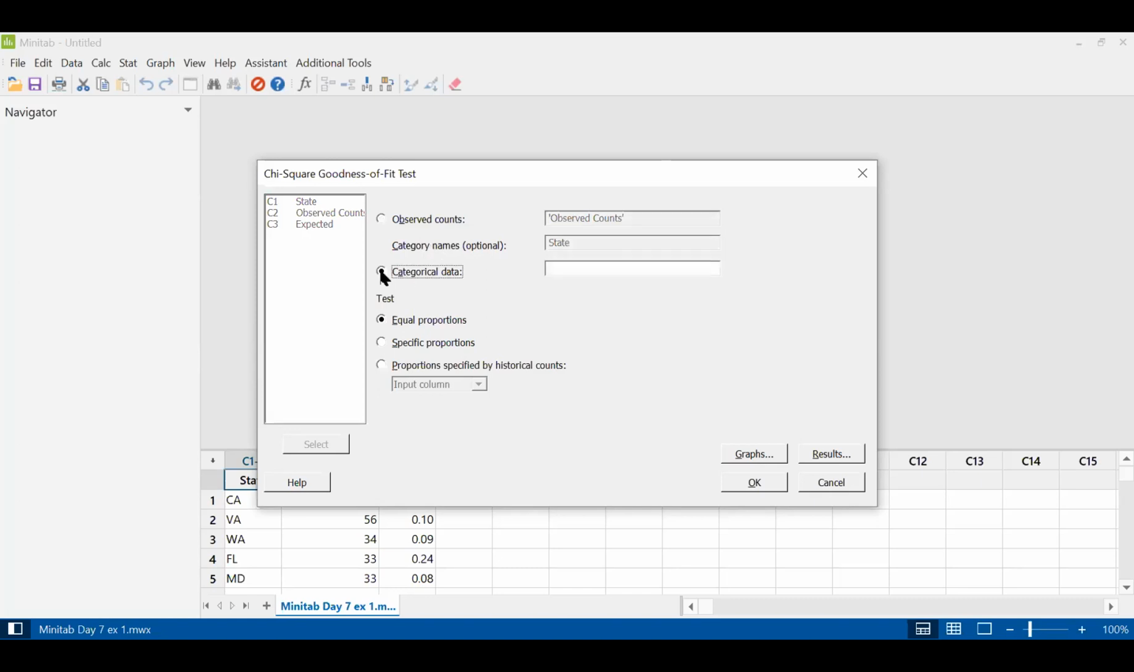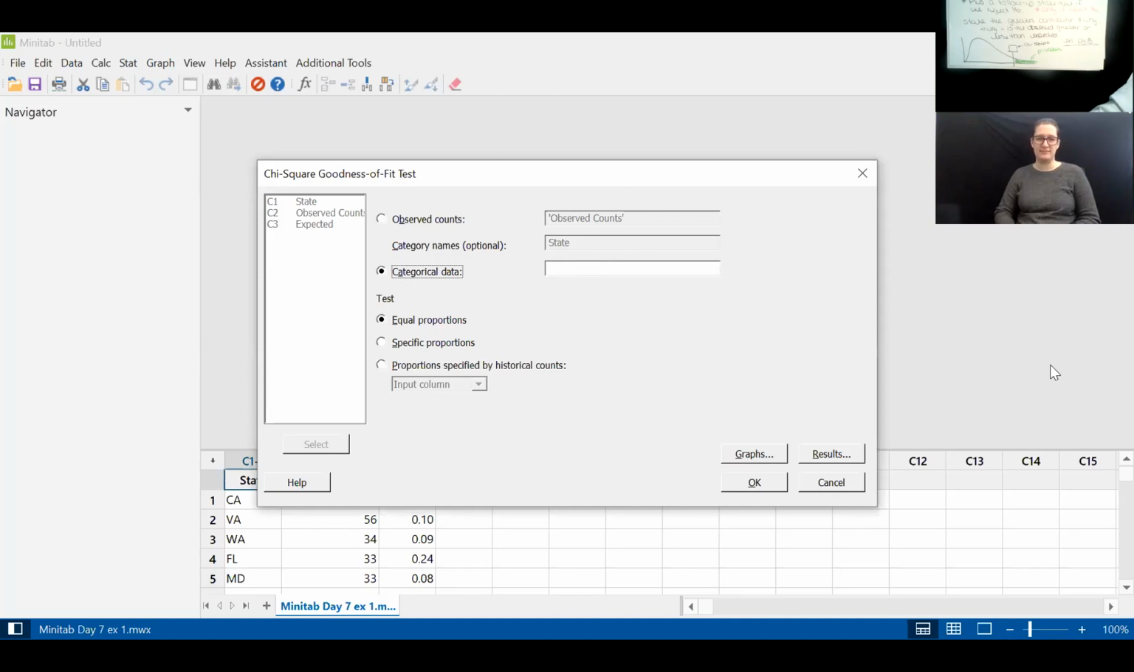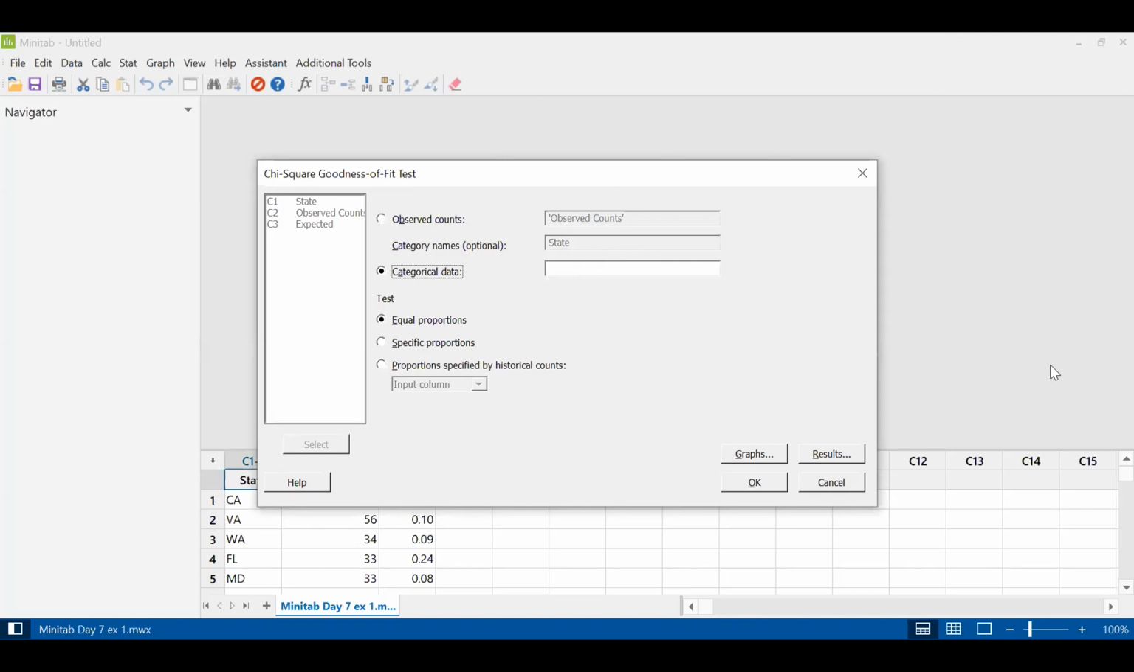Now, if I clicked on my categorical data here, we would use this portion right here if we're using raw data. Okay, so just keep that in mind. When we're using raw data, then we would use this. We don't have raw data. We have this table, right, with these tallies. So we don't need to do the raw data thing there, but we might need it at some point.